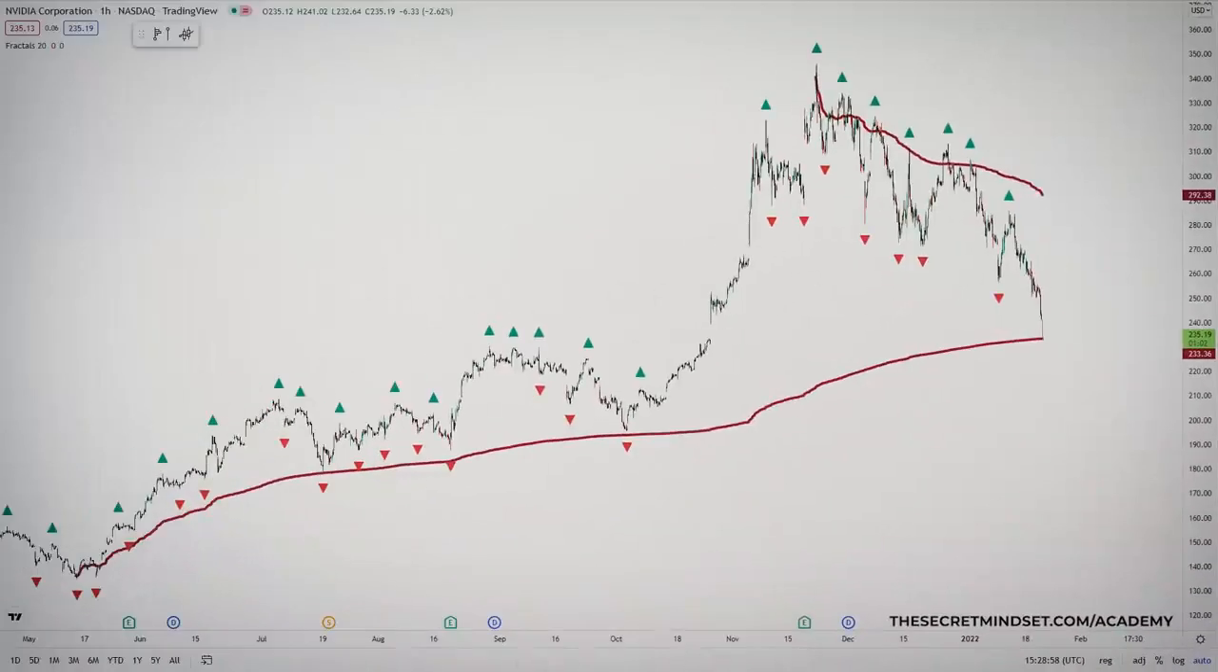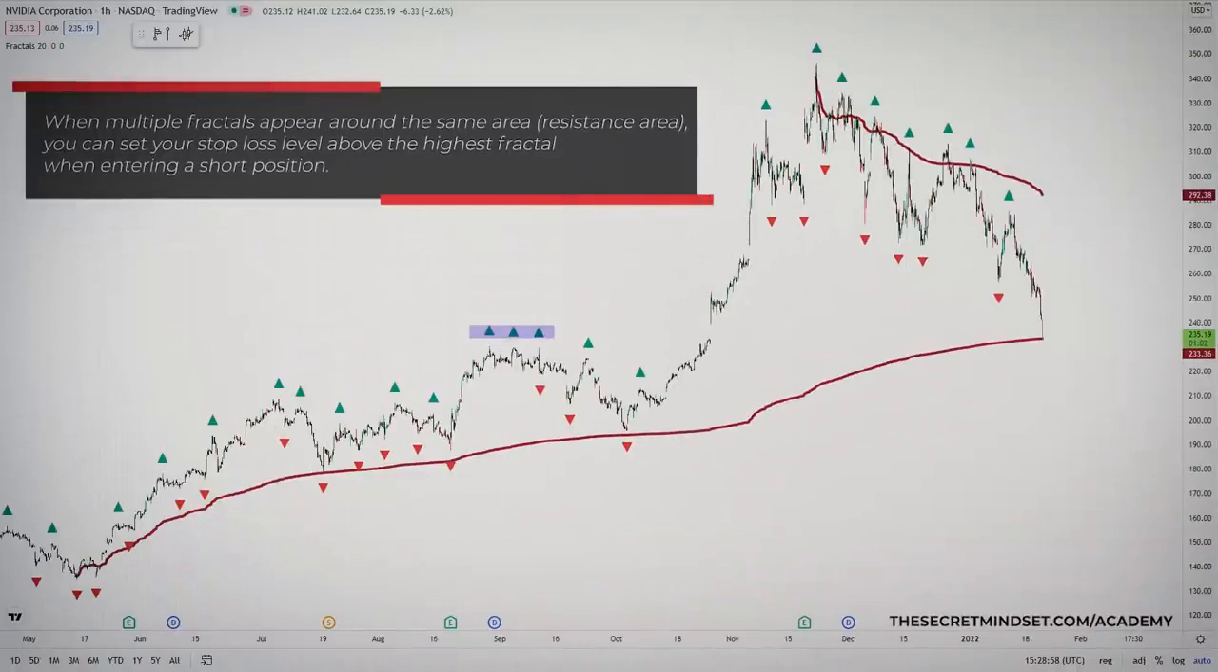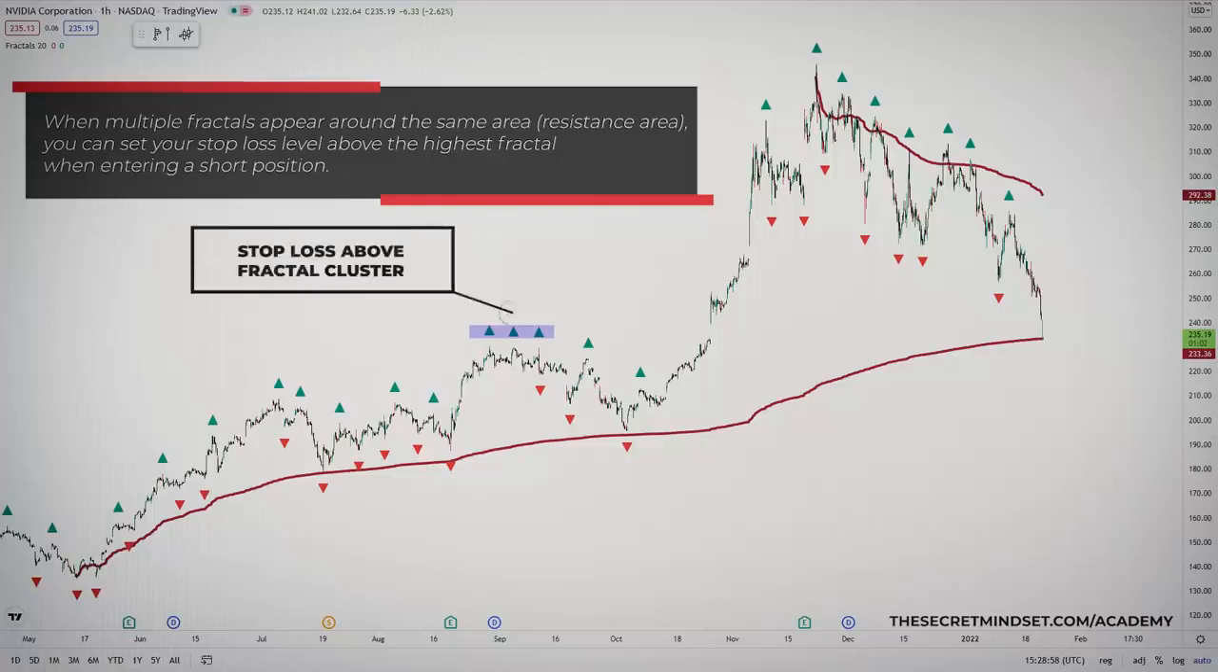When multiple fractals appear around the same area, let's say a resistance area, you can set your stop loss level when entering a short position above the highest fractal. Make sure you don't place it right above or below a fractal, so leave a bigger margin in case there's some sort of liquidity hunt.